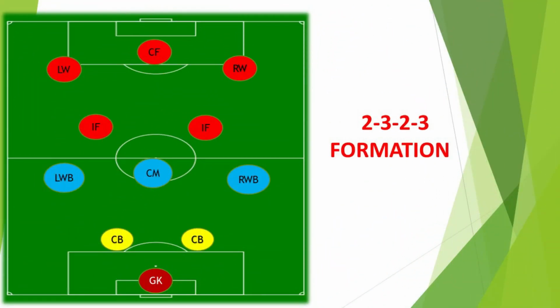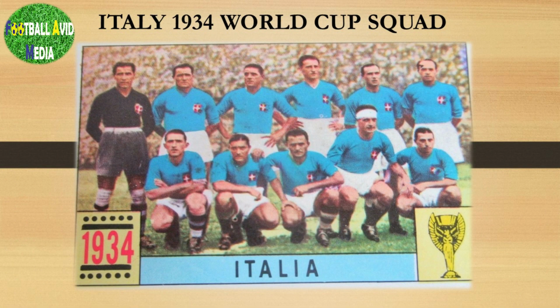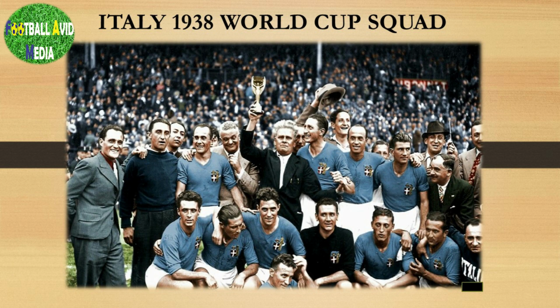Formation 2-3-2-3. Instead of the usual defender-midfielder-attacker configuration, the so-called method system led to a 4-unit formation. This formation was used by Italy and helped the team win the 1934 and 1938 World Cups.